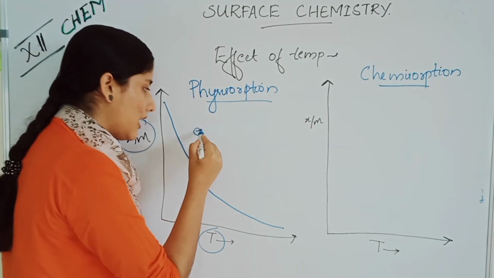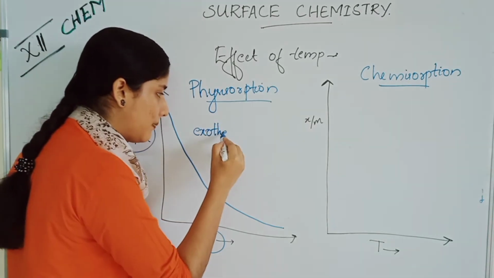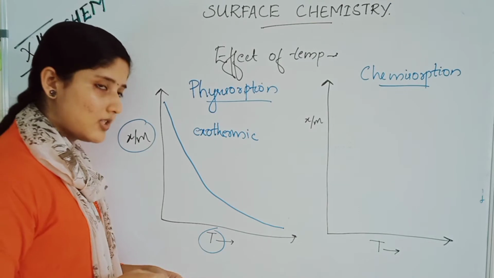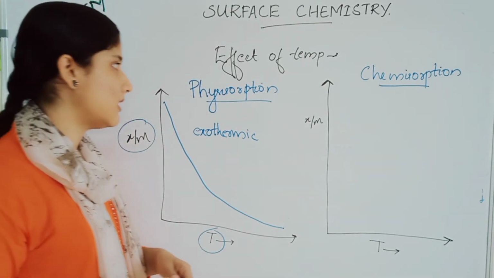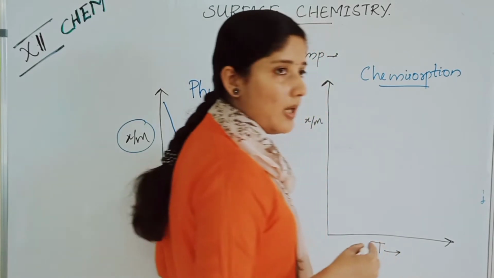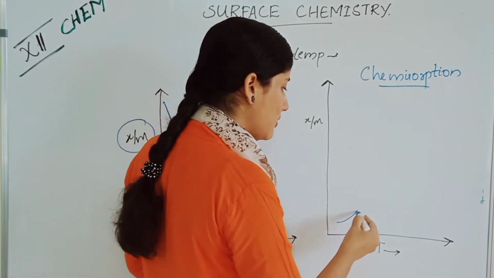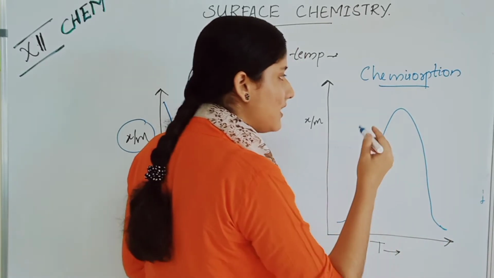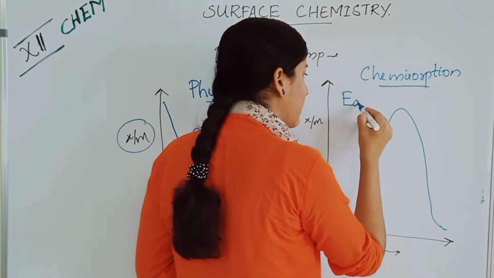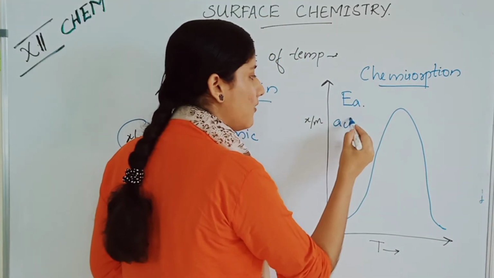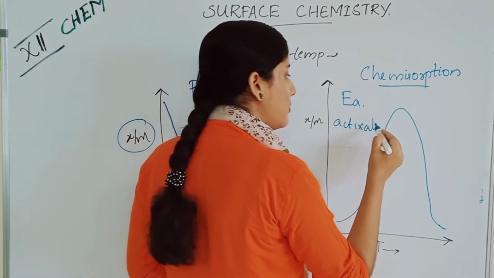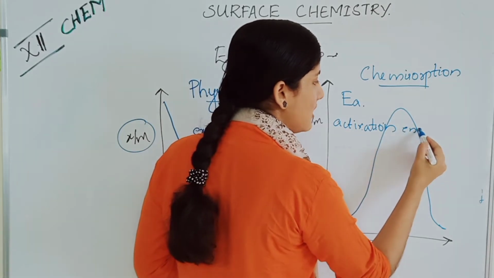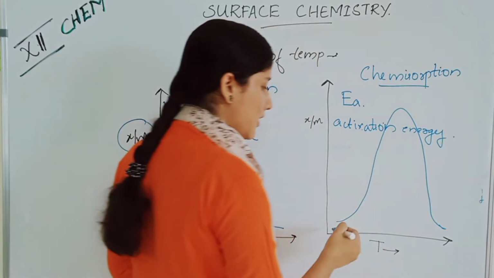We already studied that physisorption is exothermic, so energy is released. So extent of adsorption is inversely proportional to temperature in the case of physisorption. Next, look at the case of chemisorption. For chemisorption, first it increases and then it decreases. An activation energy EA is needed for chemisorption. Why? Because in chemisorption a strong chemical bond is formed. So activation energy is required. So first it increases with temperature.